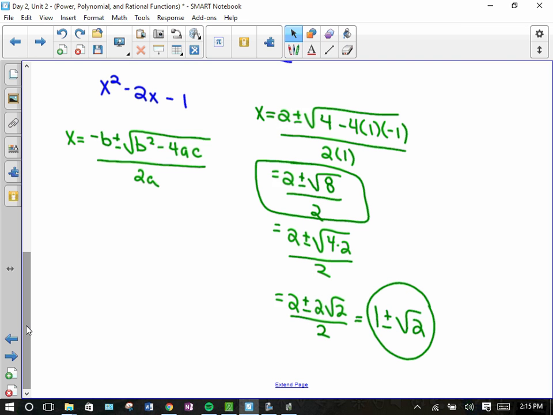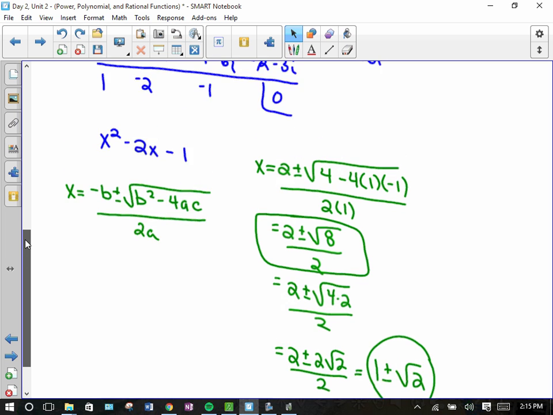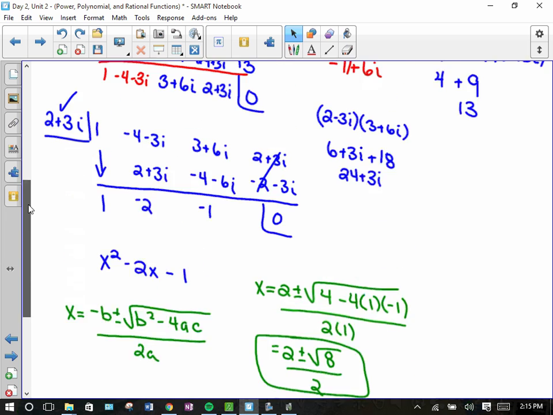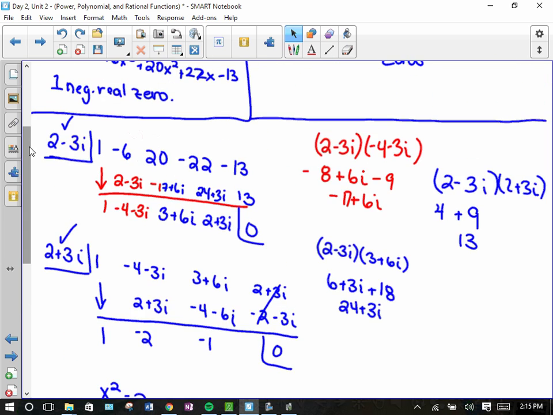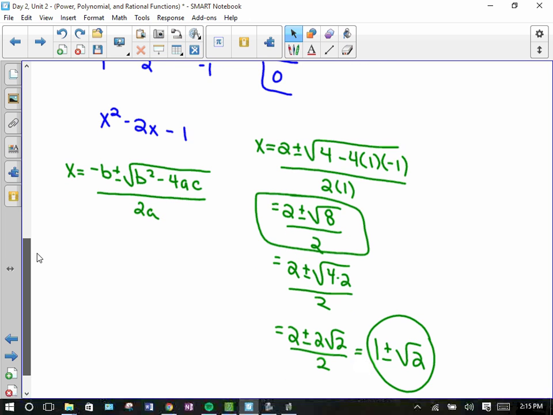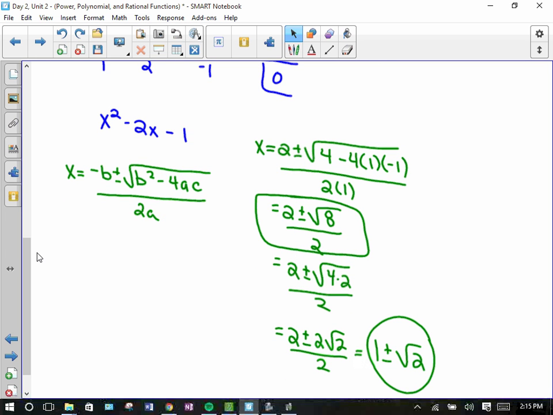So my zeros of this polynomial are 1 plus the square root of 2, 1 minus the square root of 2, 2 plus 3i, 2 minus 3i, alright? And then I'm done. Those are my zeros.